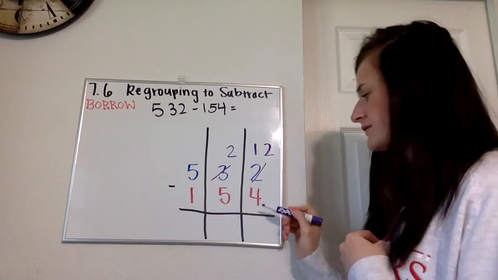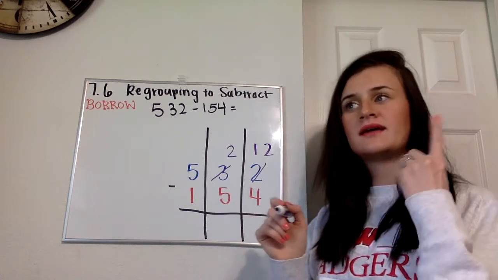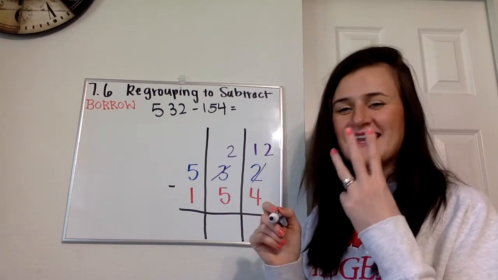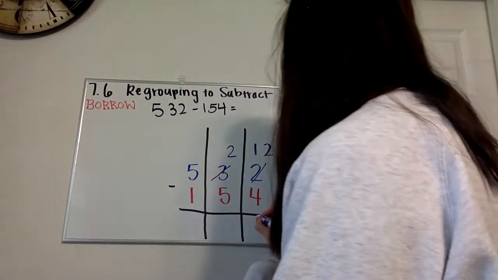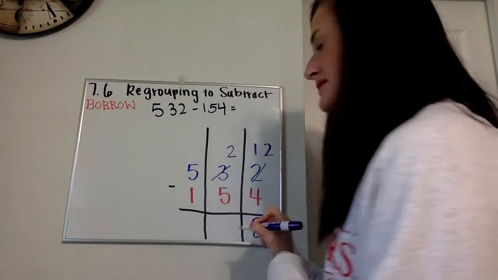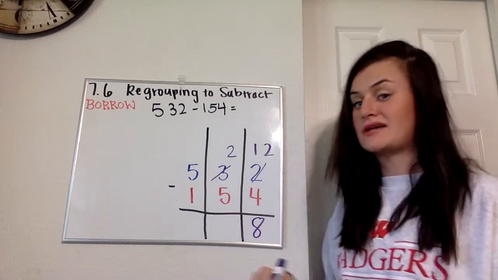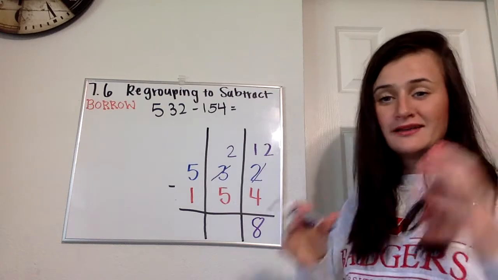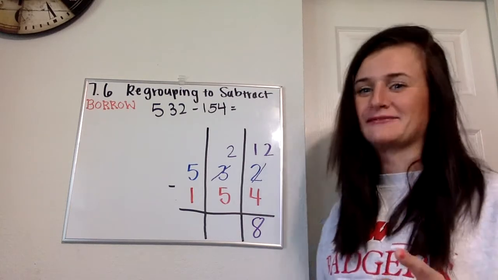So 12 take away 4. I know that is 12, 11, 10, 9, 8. And today, I decided to go a little bit slower because last lesson, I was counting back so fast that I skipped a number. Even an adult who goes too fast can get the wrong answer.